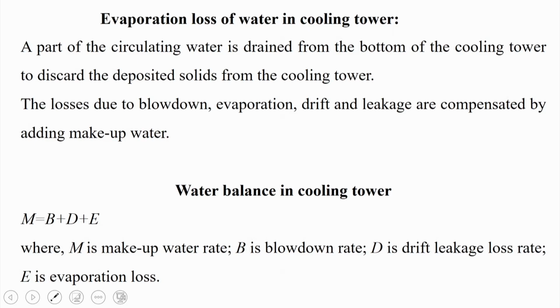So, we can easily do the water balance in the cooling tower like this. Total M, the makeup water, is the summation of B, the blow down rate, D, the drift leakage, and A, the evaporation. Drift leakage is also one of the losses: whenever it is flashed from the top of the cooling tower, some amount of water will be flashed and lost from the cooling tower. It is not coming down through the mainstream, but some amount will be lost to the environment.